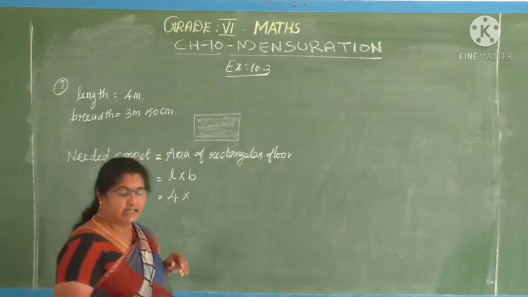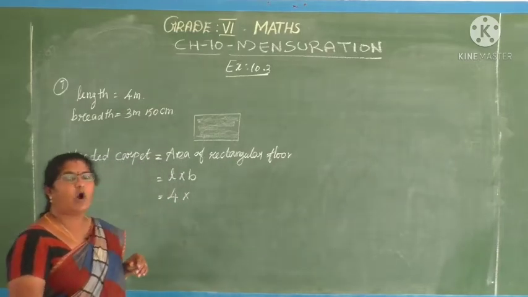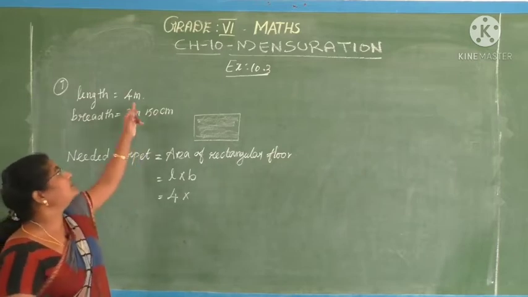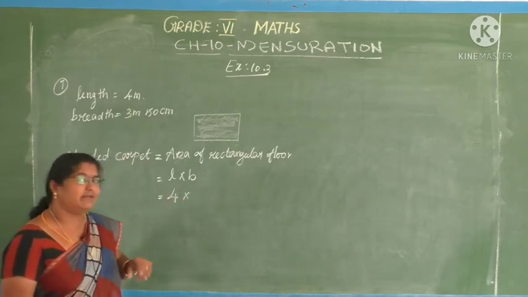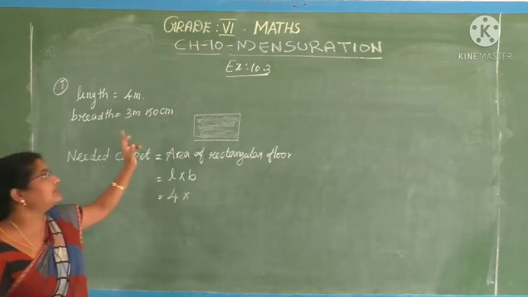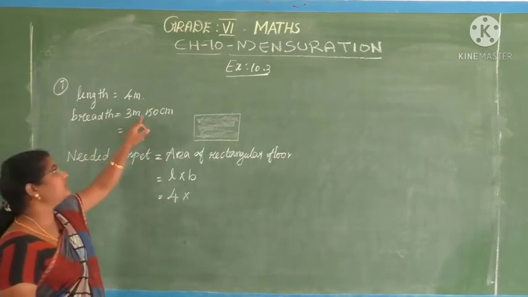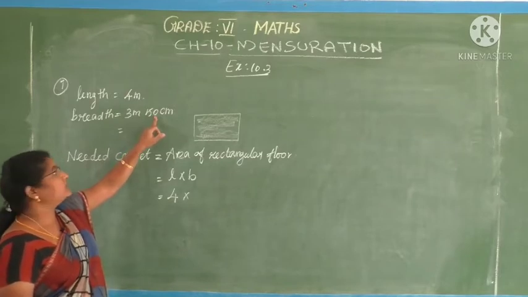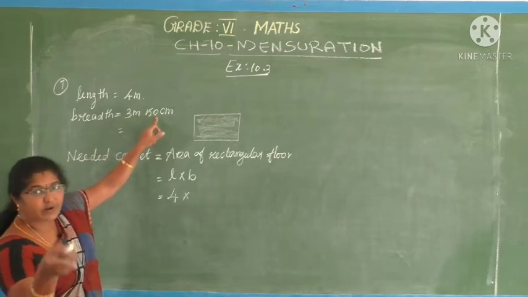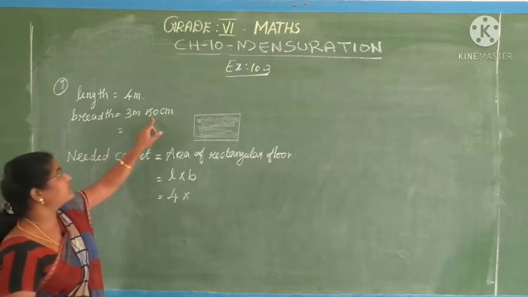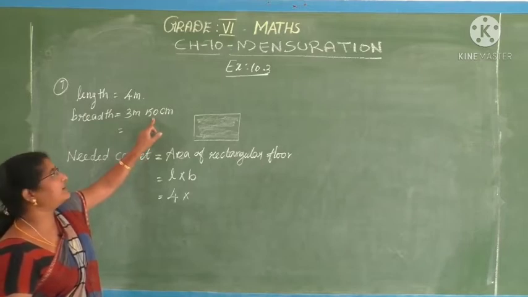But here in our problem they asked how many square meters are needed. So we have to answer in meter square. So we convert this unit into meter. How do you convert? We convert into a higher unit, so we convert into decimals. 1 meter equals 100 centimeter. So 1 centimeter equals 1 by 100 meter.